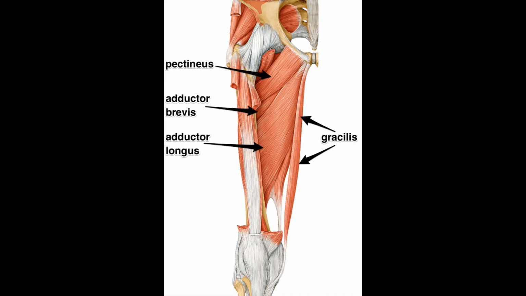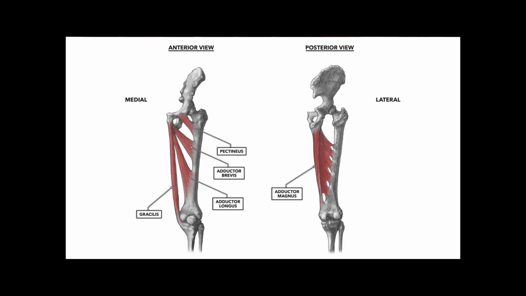You've also got your pectineus there. It's a hip flexor, but it also helps with some adduction. And you've got your adductor group, adductor magnus, big fella, major adductor of the hip.